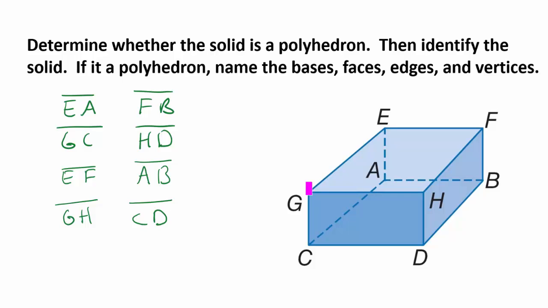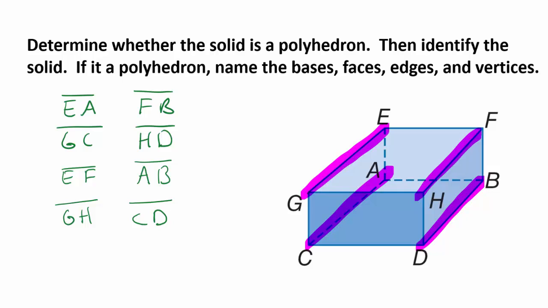The last four that we have are going to be these four. Okay, again, let's name these guys. We'll start with that one, line segment GE, line segment HF, CA, and finally DB. We have 12 edges for this rectangular prism.